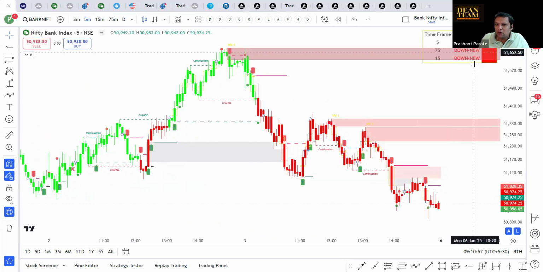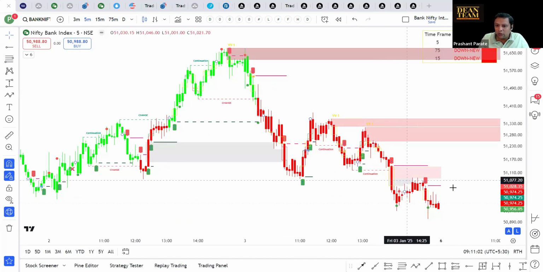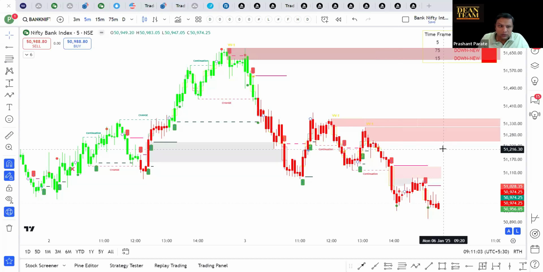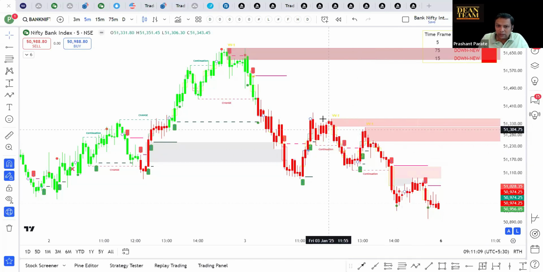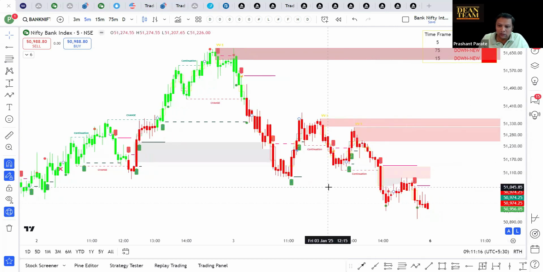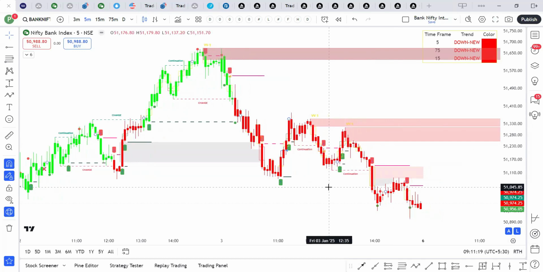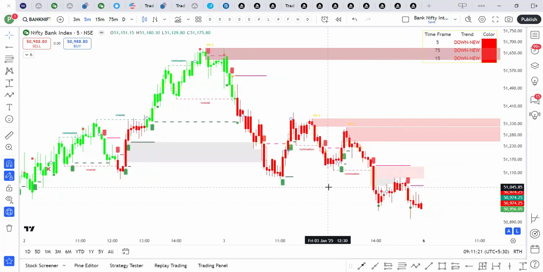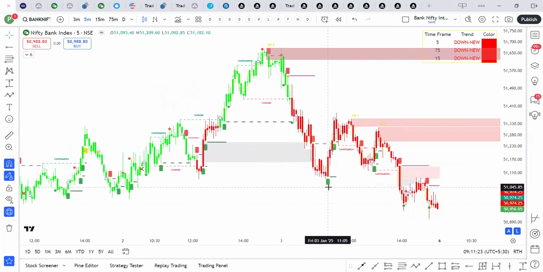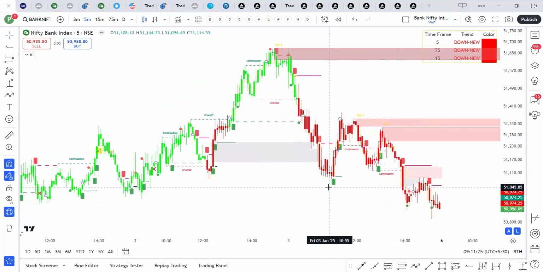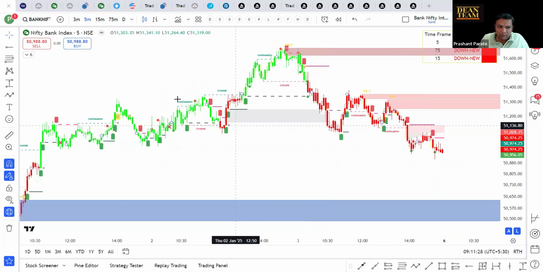On the 5-minute chart, all are down. 5-minute down, 15 down, 75 down. So what do we look for here? We are looking to sell. Selling opportunities, if available, we can take those. But as such, right now there is no selling opportunity. And if it comes into a selling area, at that time we can look for selling, and the ultimate target would be the buying area of either the 15 or 75-minute time frame. That can be one target.